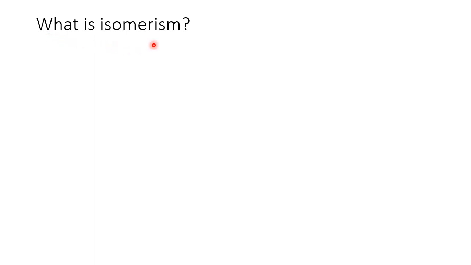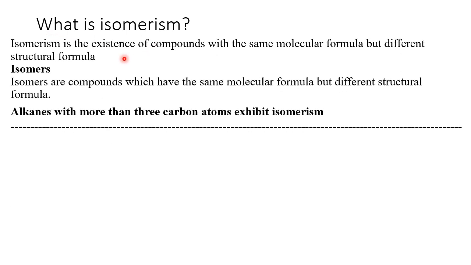So what is isomerism? Isomerism is simply the existence of compounds with the same molecular formula but different structural formula. So you find that organic compounds may exhibit isomerism by having the same molecular formula, but when you try to draw their structural formula, it is actually different. Such a characteristic is what we term isomerism. Then isomers are simply compounds having the same molecular formula but different structural formula. This is how you differentiate between isomers and isomerism.